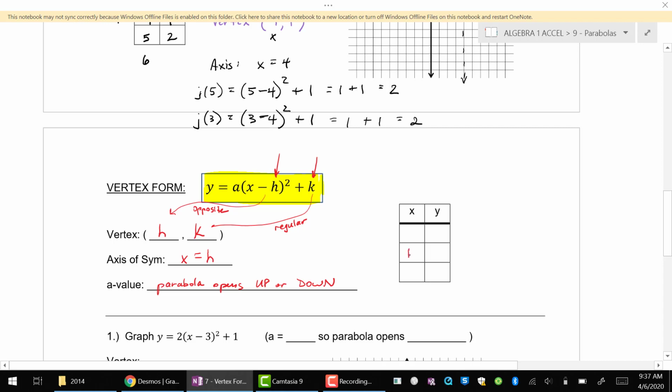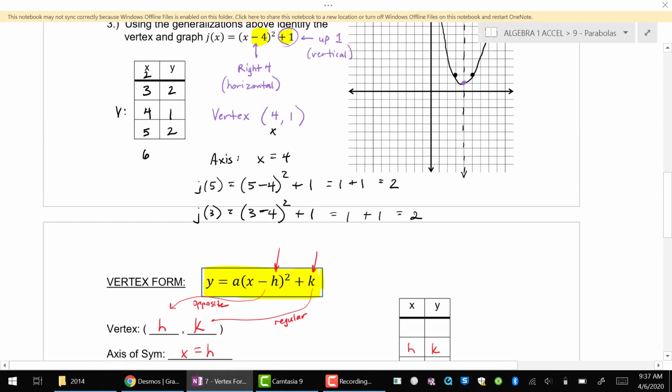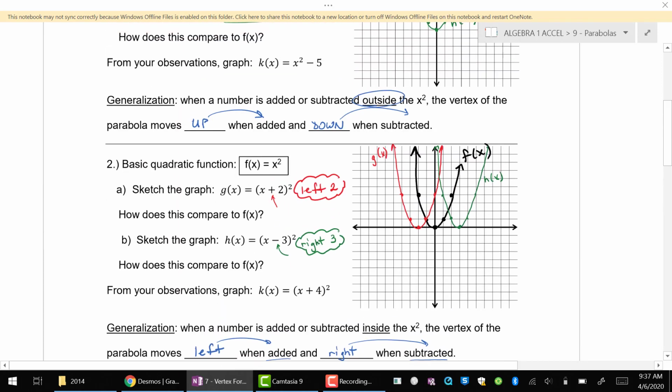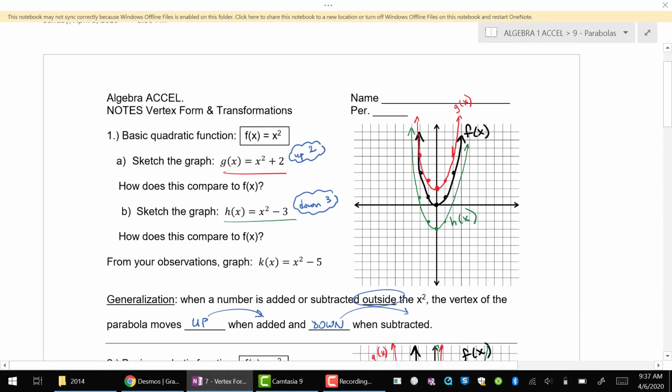h, k, the vertex, should go in the middle of your table. And then just go in front of and behind that vertex to generate some more points. So that is vertex form of a quadratic function. It helps us analyze what's happening with transformations of parabolas as they move and shift across the coordinate plane. And it's a great way to very quickly identify what the vertex is of a parabola.